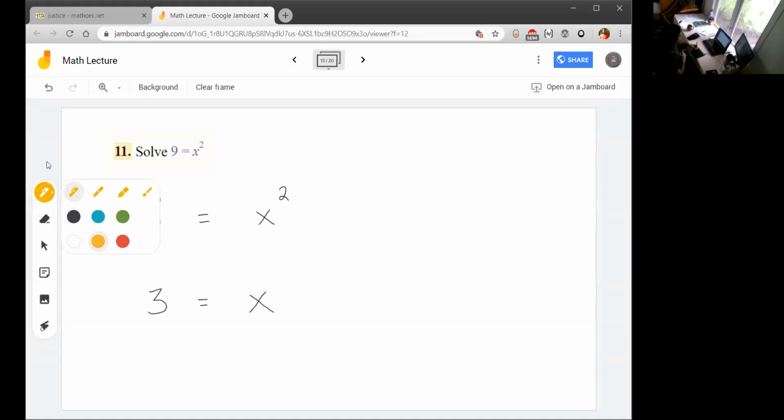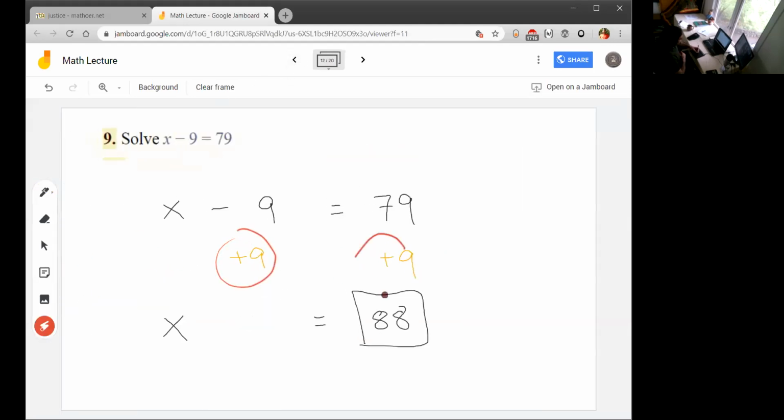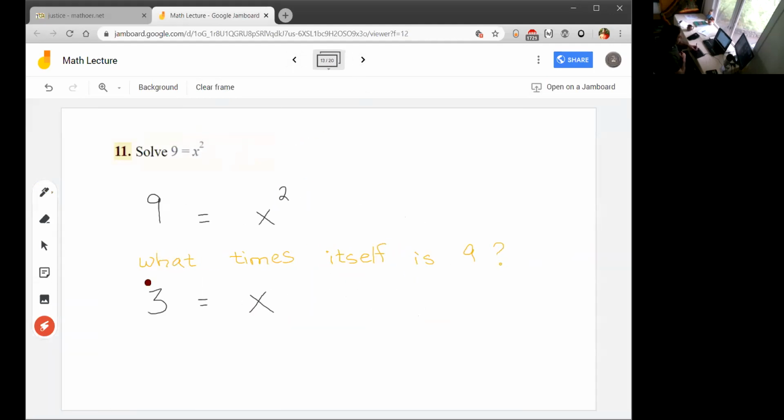What I'm thinking is that what times itself is 9. And the answer is 3 times itself is 9. But that's different, right? That doesn't on the paper look at all the same as let's do an arithmetic operation that's the same on both sides of the equal sign. I would want to write, let's see, how do I do this? I'm going to go here.